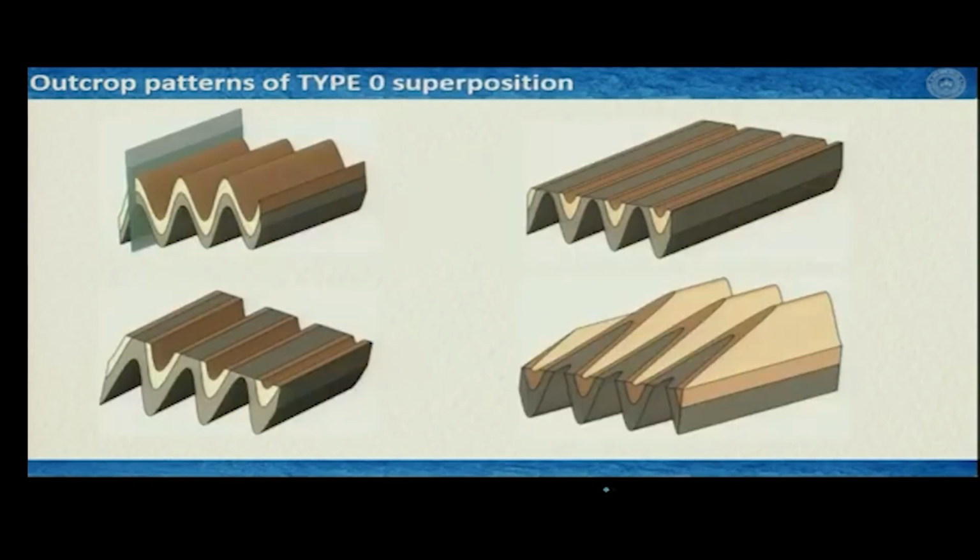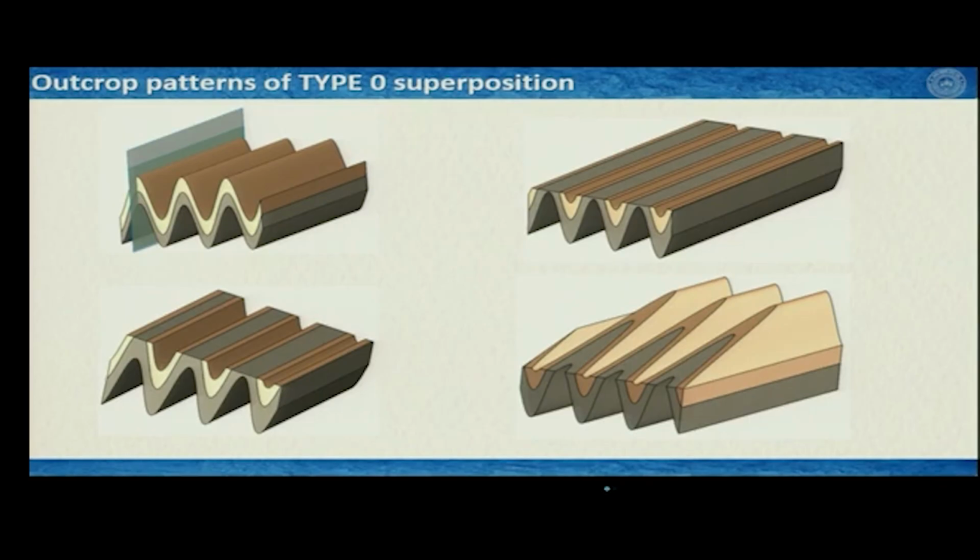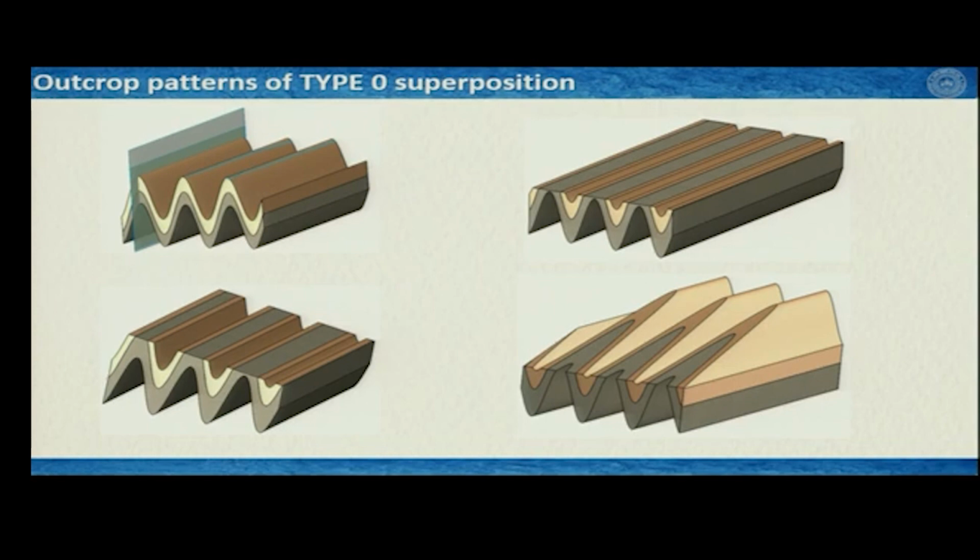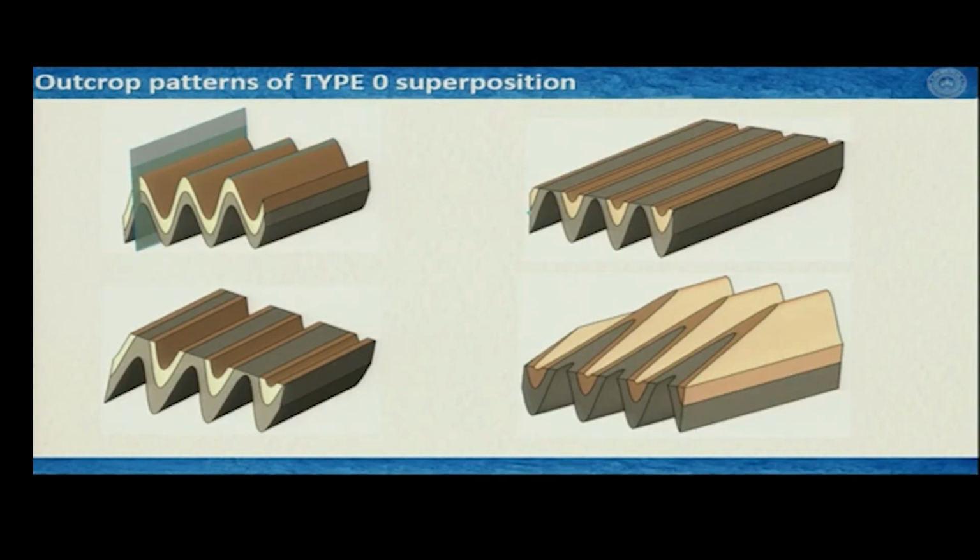Now let us have a look at how we get the superposition pattern of type 0. As I have told in the very beginning, the superposition is redundant in type 0. So what we see here is that F1 and F2 are parallel to each other in type 0, because it is just getting folded in a very similar way. Therefore S1 and S2 are also parallel to each other. So if you cut it along a horizontal plane, it would show up like this. If it is inclined, it would show up like this.